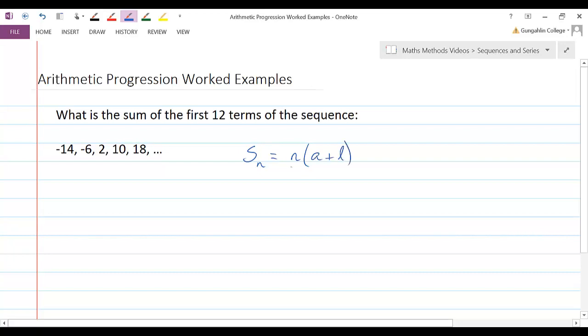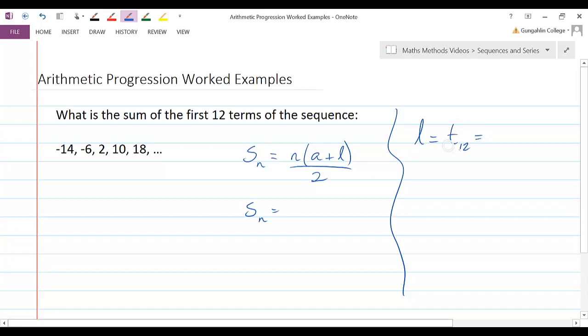We can't use it because we don't know what this l is here. So what we're going to do to solve this is we're going to modify the formula just a little bit. We're going to get rid of this l term. Now, the last term that we're adding together has to be the 12th term in the sequence. In this particular sequence, l is going to be term number 12.